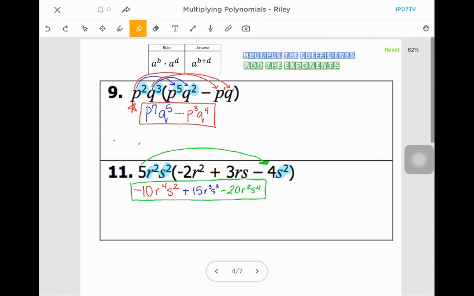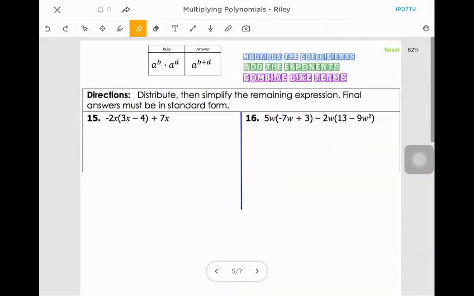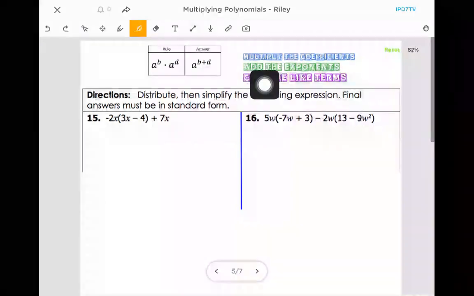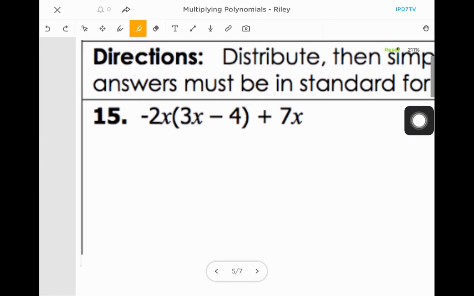All right, you won't see these very often. These ones, we're adding an extra step, we're adding in the combining like terms. So we're still multiplying our coefficient, we're still adding our exponents, but now at the end, we're doing some simplifying. So we're going to see if we have any like terms and we're going to add them together like we've done in previous lessons. Okay, so let's look at this.